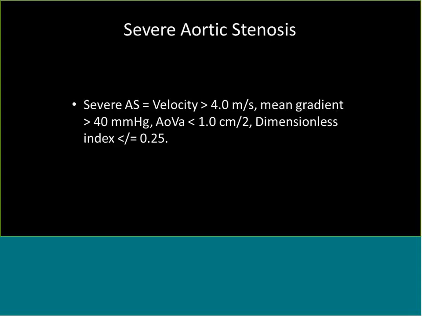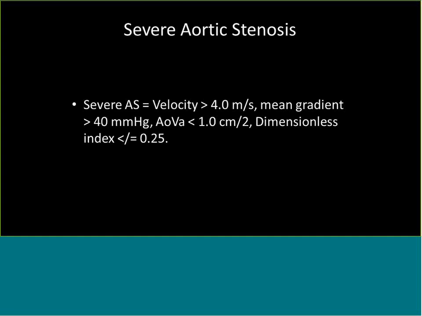How do we define severe aortic stenosis? So the criteria: peak velocity across the valve of 4 meters per second, a mean gradient of 40 millimeters mercury, area of less than 1 centimeter squared, or dimensionless index of less than 0.25. And for the longest time, I heard this dimensionless index, and I'm like, what does that mean? I didn't know.